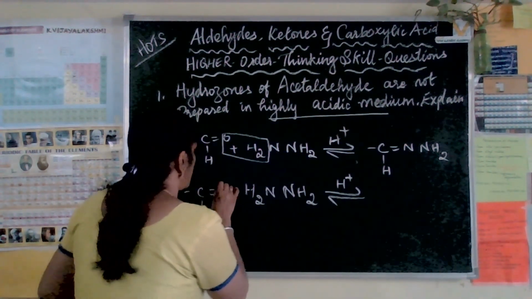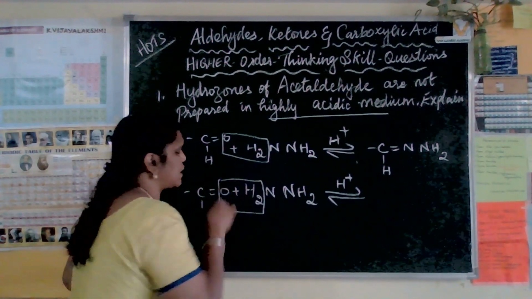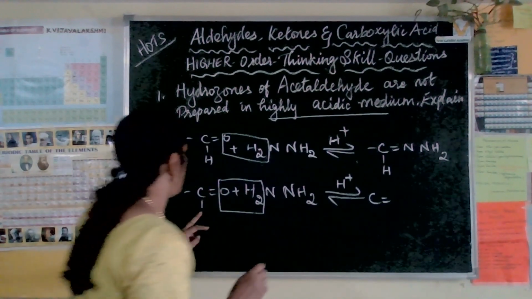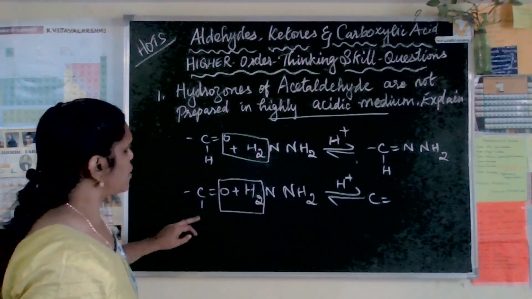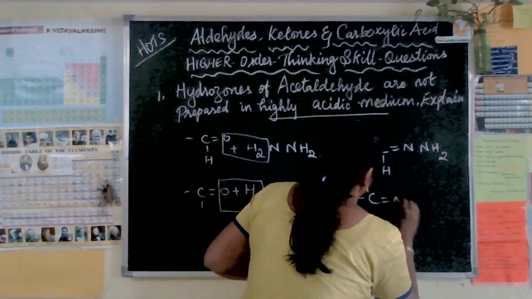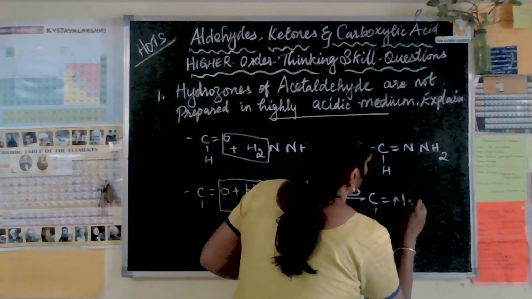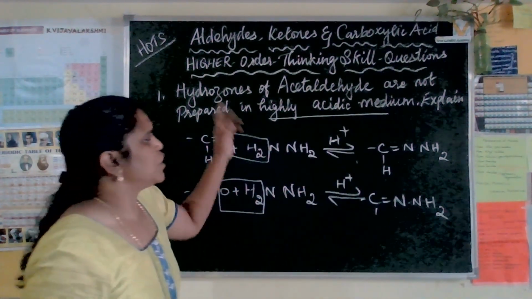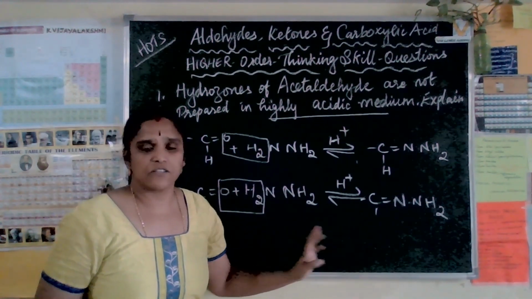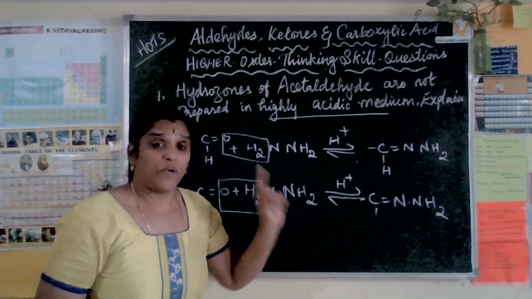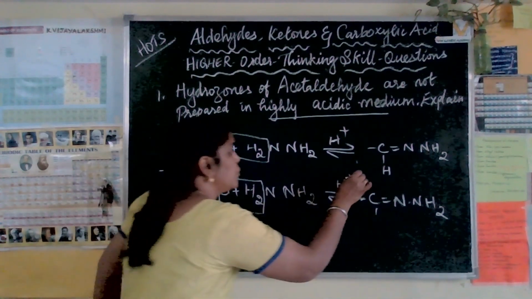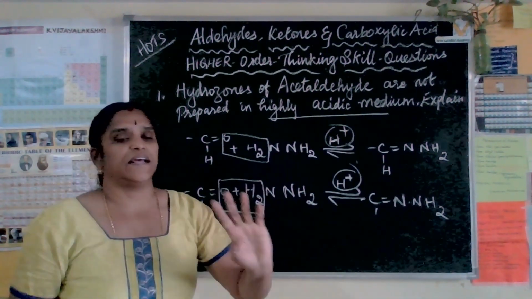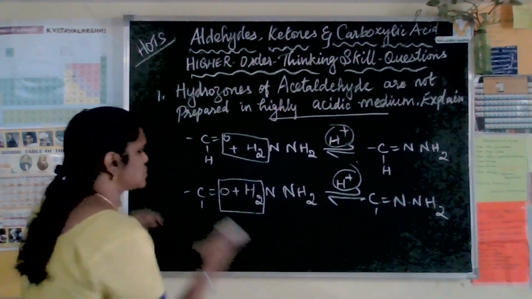The same way here also, elimination of water molecule. So C double bond N-NH2, but hydrogen won't be coming here; there are methyl groups on both sides. So you may get the hydrazone of an aldehyde or the hydrazone of a ketone. Now in this question, why do we use weakly acidic medium? Why can't we use strongly acidic medium? That is the question. Yes, let us go for it.